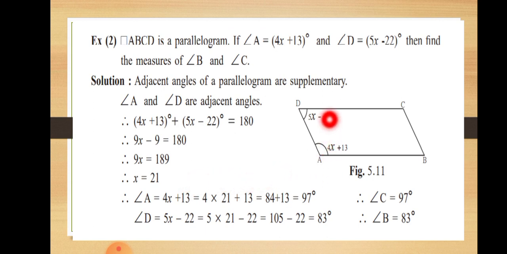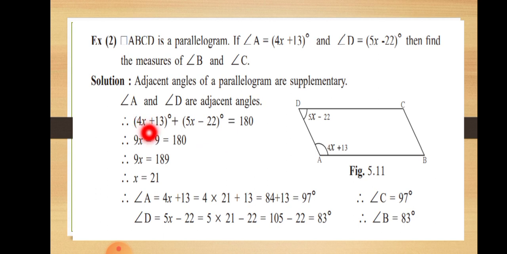Now here we are using the same property: adjacent angles are supplementary. We can write that the interior angles are supplementary. Supplementary means what? What is the meaning of this word supplementary? Supplementary means both the angles add up to 180 degrees. So here we use angle A plus angle D, which are adjacent angles. Therefore 4x plus 13 plus 5x minus 22 equals 180 degrees.